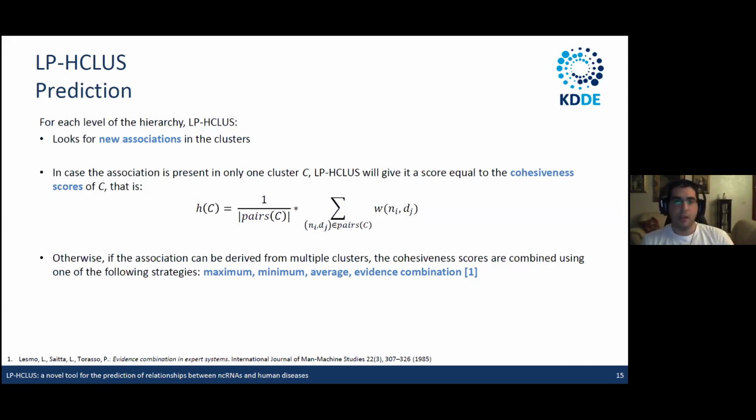Otherwise, if the association can be derived from different clusters at the same time because the clusters are overlapping, the coherence scores are combined following one of the implemented combination strategies, that are maximum, minimum, average, and evidence combination. In particular, evidence combination has a main idea that if the association can be derived from multiple clusters, it has more probability to exist.